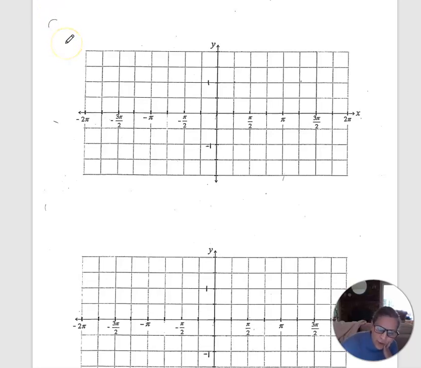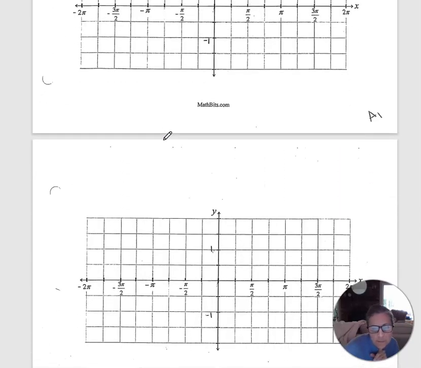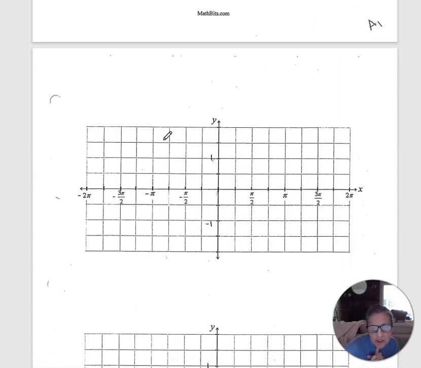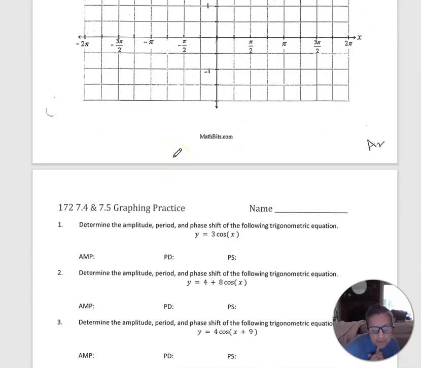Okay, I want to try to go through our packet where we are thus far. So on page A1, we started with the graphs, and we graphed cosine, sine, and tangent. If you were not here and you do not have that, you need to get these graphs. We talked about the domain and the range of each of those. So we did sine, cosine, and tangent. I know that this was tangent here, and this one was blank.